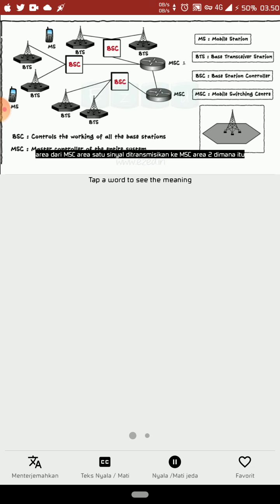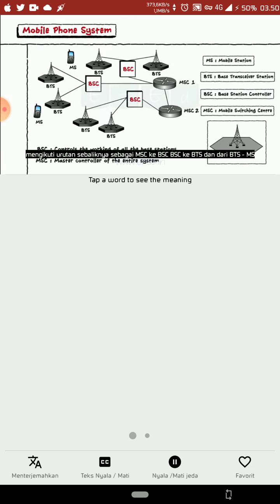From MSC of Area 1, the signal is transmitted to MSC of Area 2, where it follows the reverse sequence as MSC to BSC, BSC to BTS, and from BTS to MS.